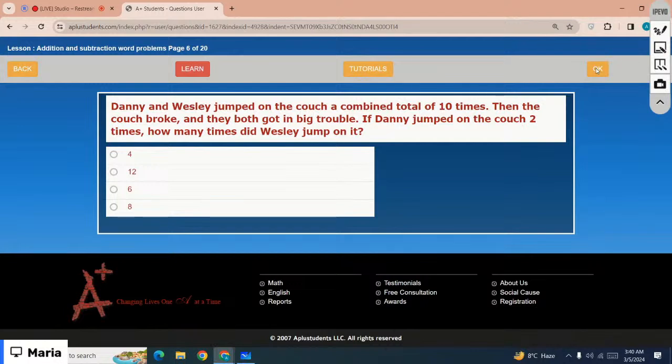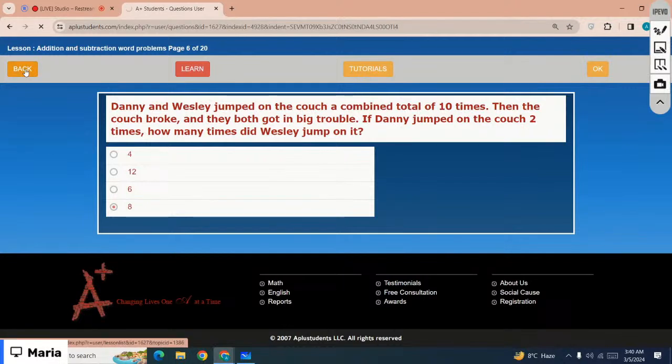They jumped a combined total of 10 times, right? Danny jumped 2 times. You need to count the jumps that Wesley did, right? So, that means you need to subtract 2 from 10. So, 10 take away 2 equals 8. That means if Danny jumped 2 times, then Wesley jumped 8 times. The correct option is 8, right?